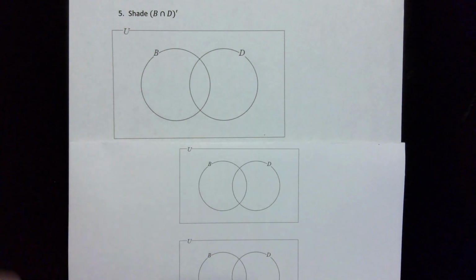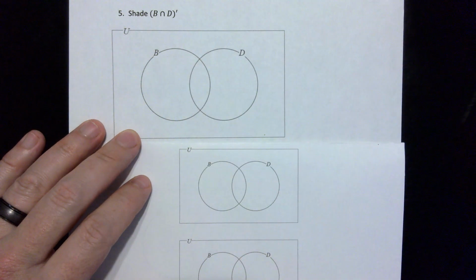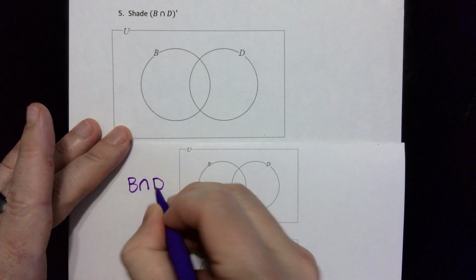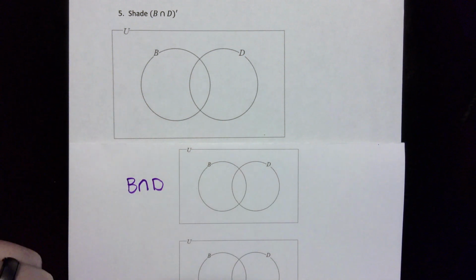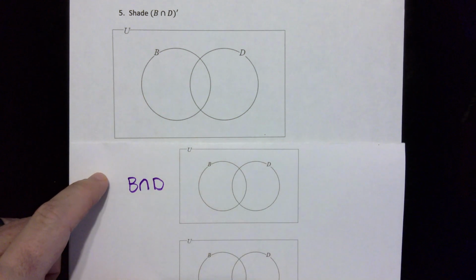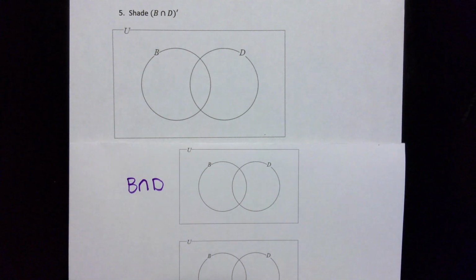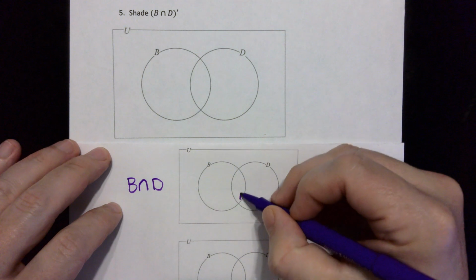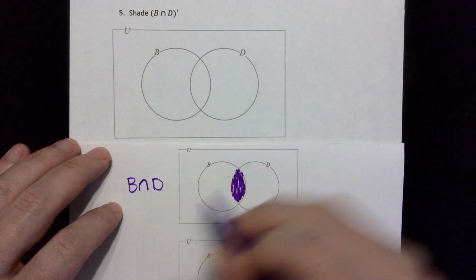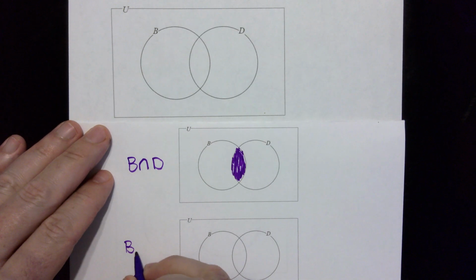Okay, for this one, they're asking us to shade the complement of B intersect D. So let's first figure out what B intersect D is, and then we will do the opposite, which is the complement. Looking at B and looking at D, the intersection is where they both overlap, right? Where B and D are both shaded. And that is just this in-between part right here. That is the only part that B and D intersect each other.